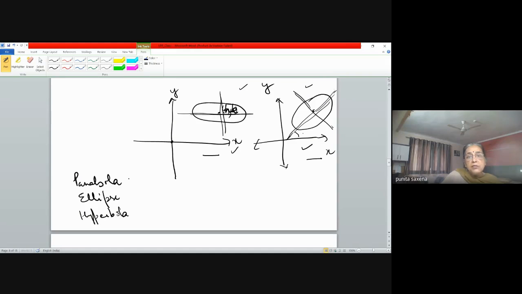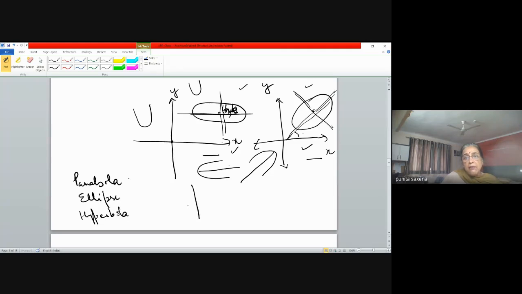Same could be in the case of a parabola. Like in this case, where my axis becomes parallel to the coordinate axis, I have a parabola here. Or I can have a parabola here. Or I can have a parabola here. But what about this case when I have a parabola like this? So here still the axis is parallel to x-axis, but here the axis is not parallel to x-axis, it is inclined. Same can happen with the hyperbola also.